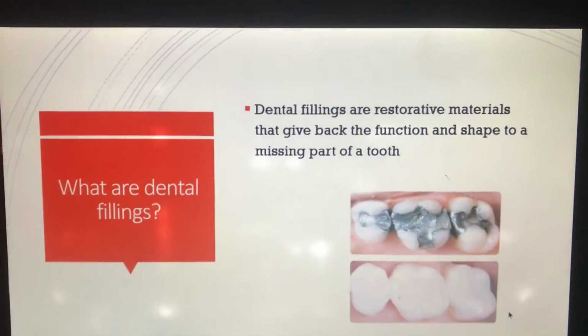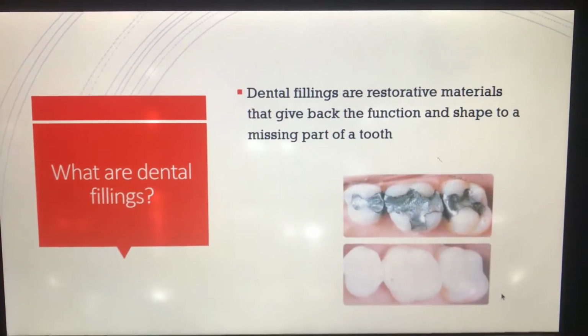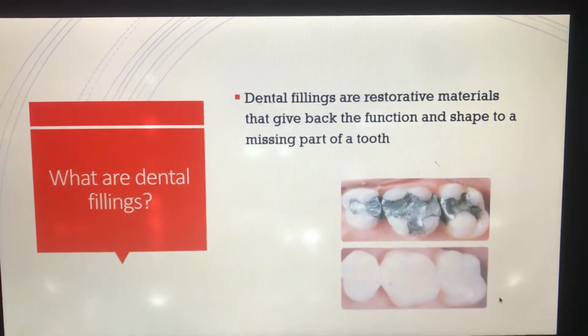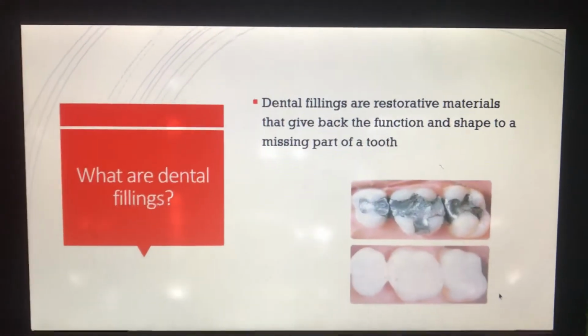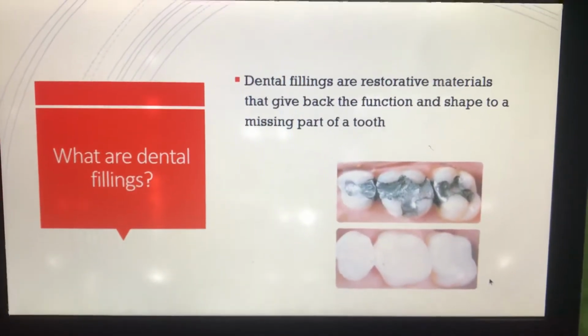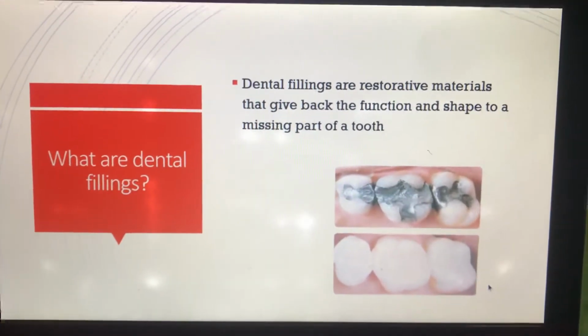So what are dental fillings? Dental fillings are restorative materials that give back the function and shape to a missing part of a tooth. In this slide, I've attached a picture of an amalgam restoration and a composite restoration.